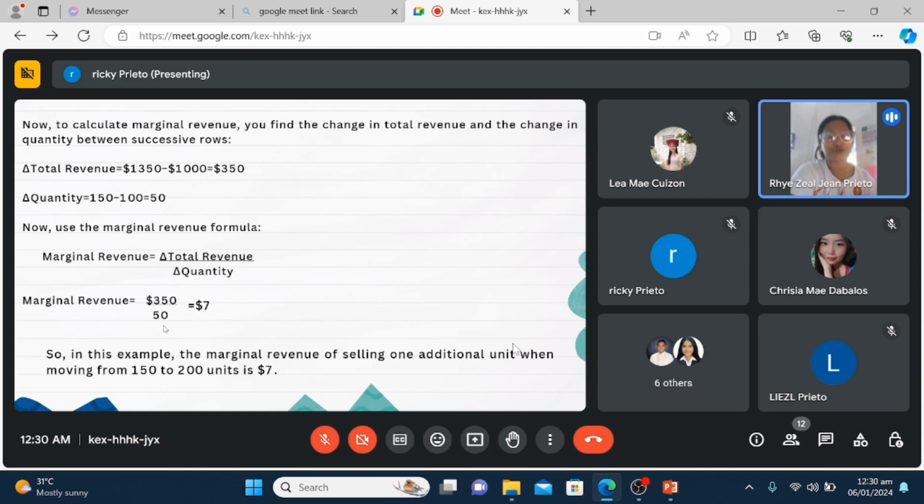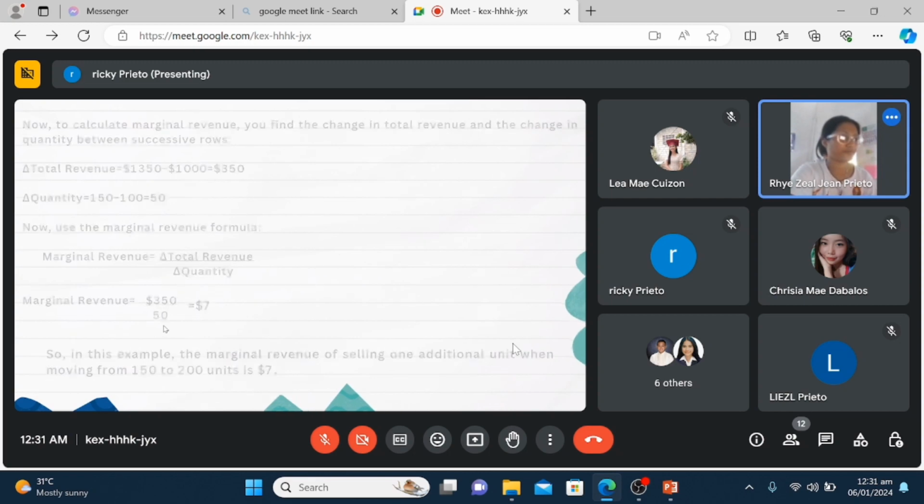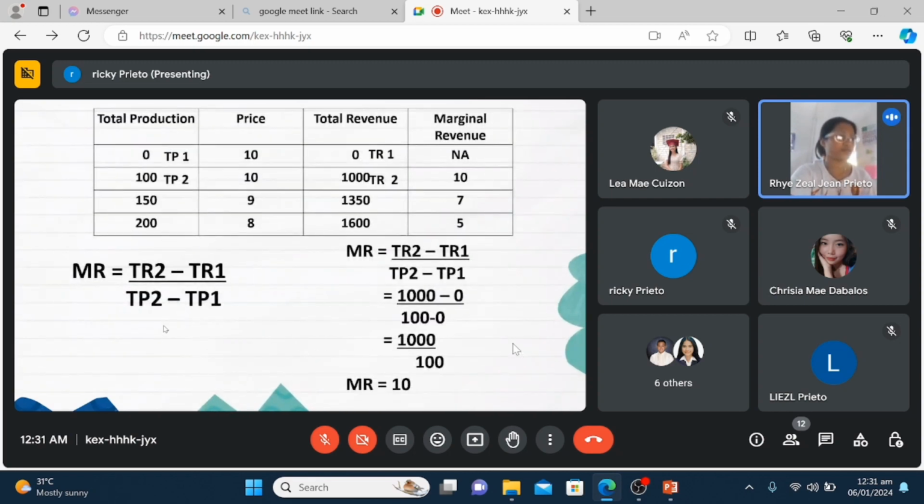So, for you to understand more, I will do the solution. When calculating marginal revenue, TR2 minus TR1 divided by TP2 minus TP1. So you simplify this. As you can see, the first line is not possible because there is no TR1 and no TR2, so it is zero. So let us proceed to the second.